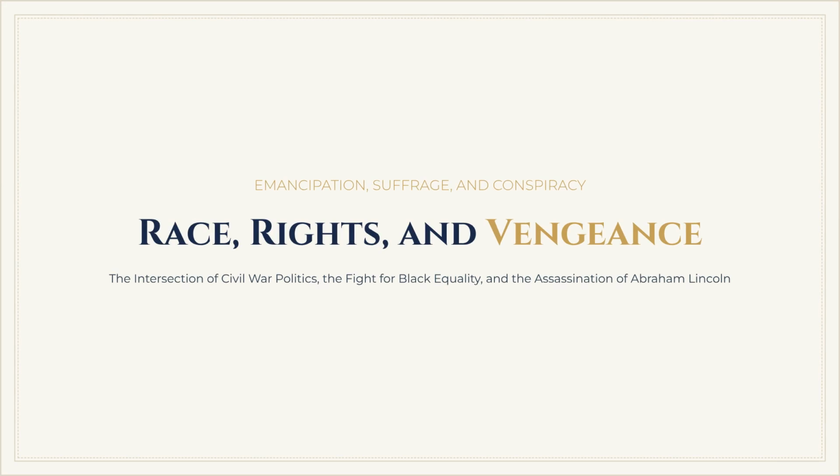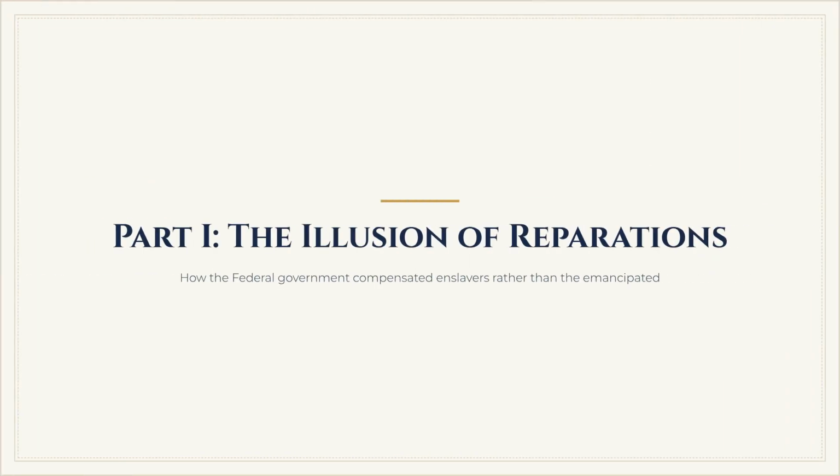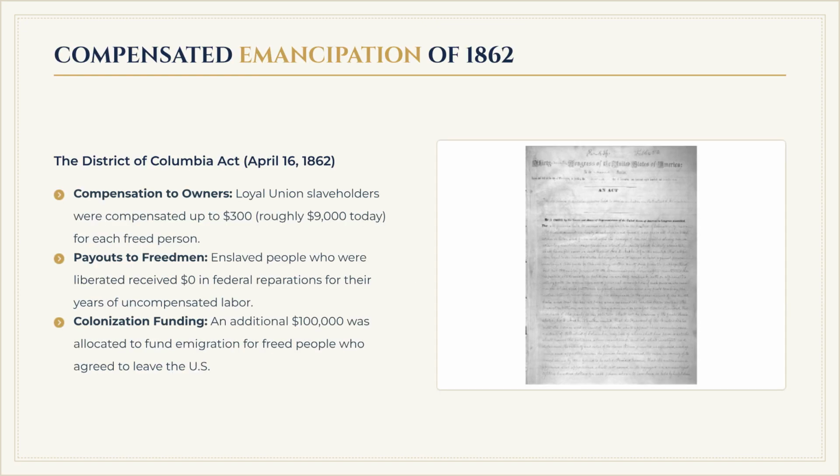Welcome to this video, which explores the complex intersection of Civil War politics, the fight for black equality, and the tragic assassination of Abraham Lincoln. Part 1 examines the illusion of reparations, focusing on how the federal government historically compensated former enslavers rather than the people who were emancipated. The 1862 District of Columbia Act serves as a key example.